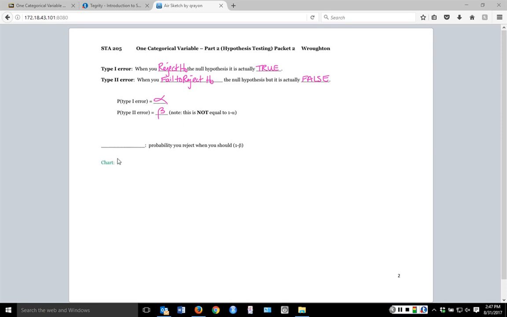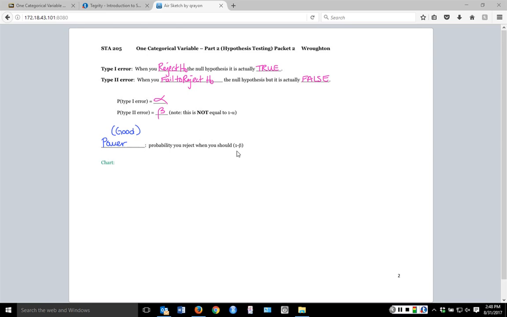The final fill in the blank before we do our chart, let's talk about one of the good things that can happen, and that is what's called power. So that's the first thing I want you to realize about this. When I talk about power, it's actually a good thing. The reason it's good is that it's the probability you reject the null hypothesis when you should. So basically you're finding the person guilty when they are actually guilty. This is a very good thing for us, and its probability is 1 minus beta.